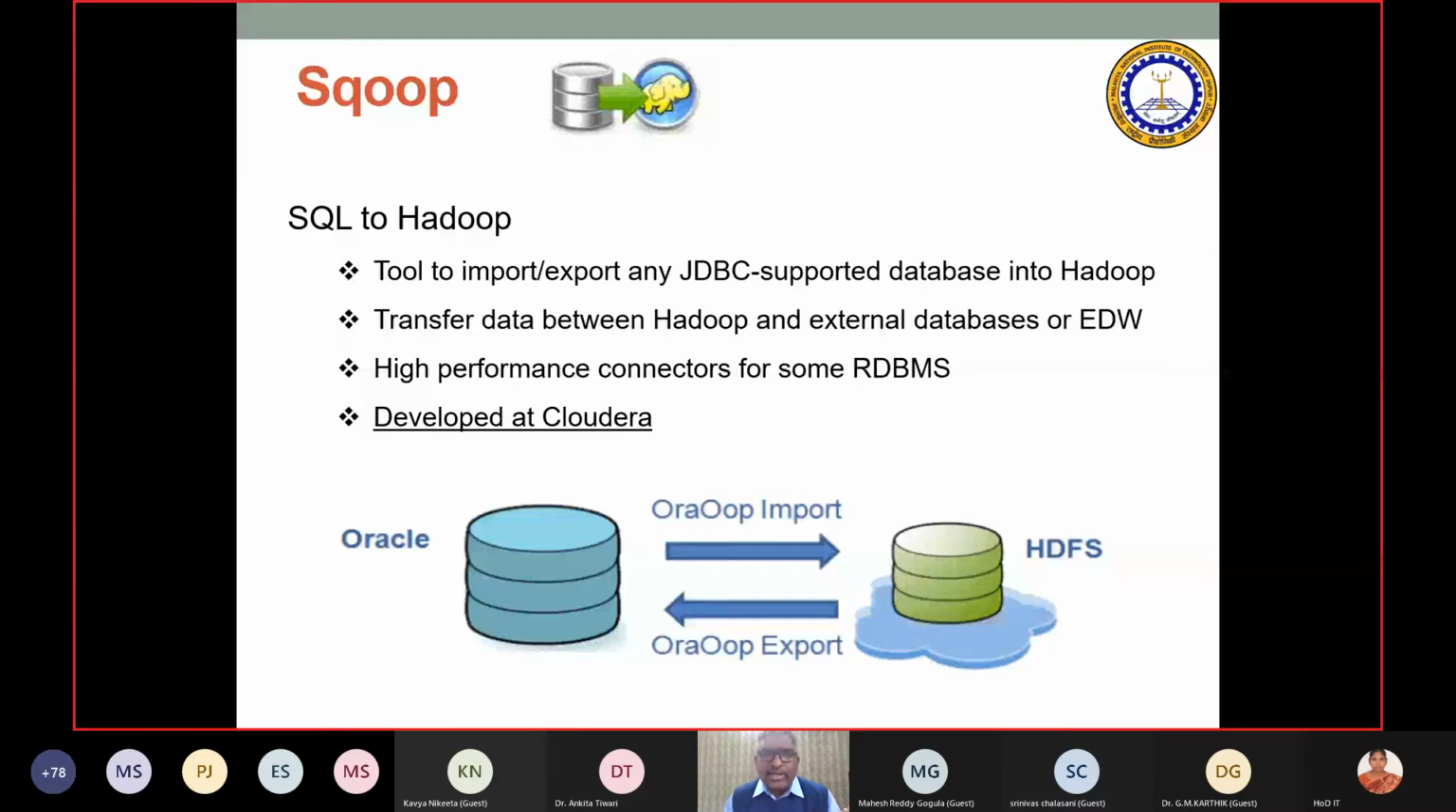So, SQL to Hadoop, we have discussed Sqoop. It's a tool to import any JDBC supported databases into Hadoop. So, you can either move from Oracle to HDFS or HDFS to Oracle. So Sqoop export is there, or Sqoop import is there, developed in Cloudera, some of these ecosystem components.